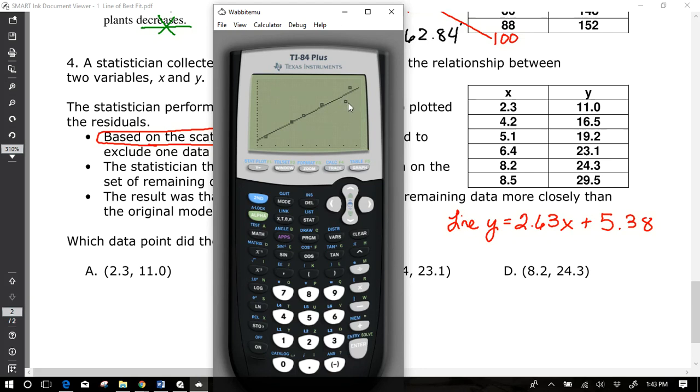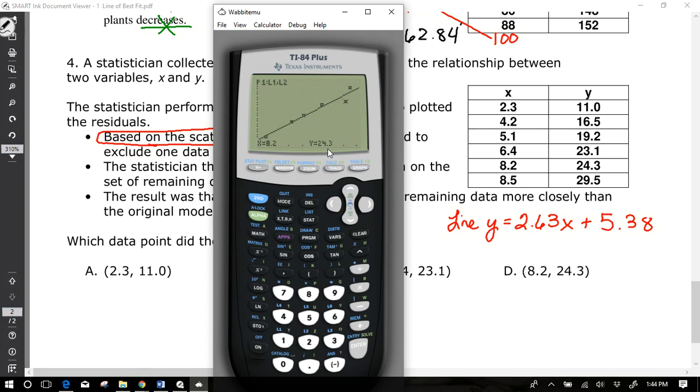But how do we figure out what that point is? So here's what we're going to hit. We're going to hit trace, this button right here, and notice that that has now been highlighted. If you click the right arrow, it'll go to the next point, and the next point, and the next point, and finally it's on the point that we want to exclude. And that point is 8.2 and 24.3.